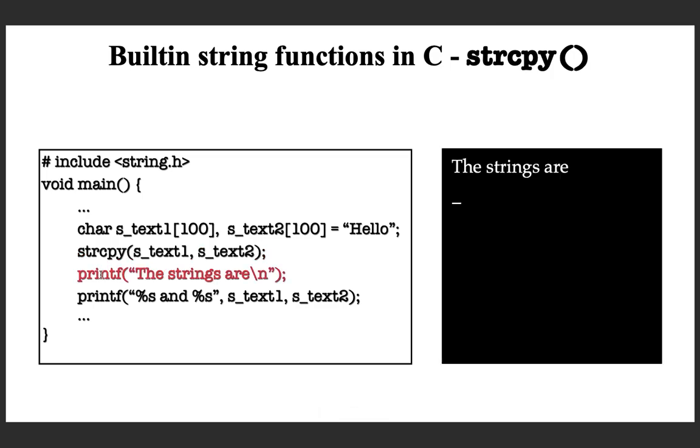If I execute this line, the message is getting printed: the strings are, and then I am printing both the strings. If string copy is working correctly, I should get hello and hello. So that will be the result. You can type and see how exactly it's happening. Now let's proceed and formally look at what string copy is doing.